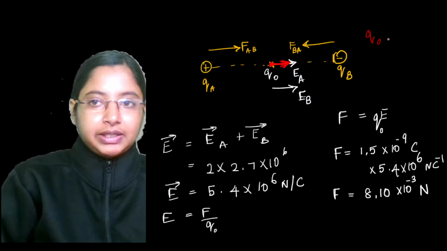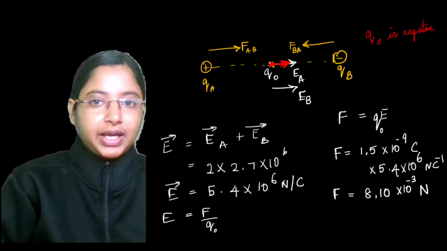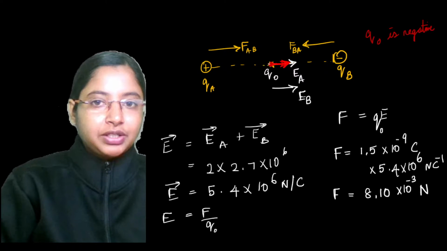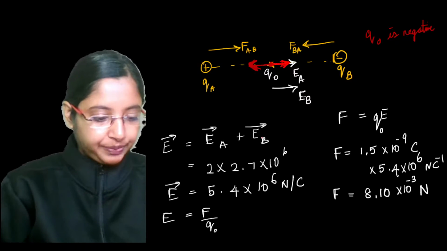If this Q naught is negative, then what will be the force? In which direction will the force act? If I'm introducing a negative charge in this place, this is a positive charge, this is a negative charge, so this will attract it in this direction. The test charge introduced is also a negative charge, so the force acting will be in this direction. The positive charge will go in this direction. If it's a negative charge, the force experienced will be in this direction.